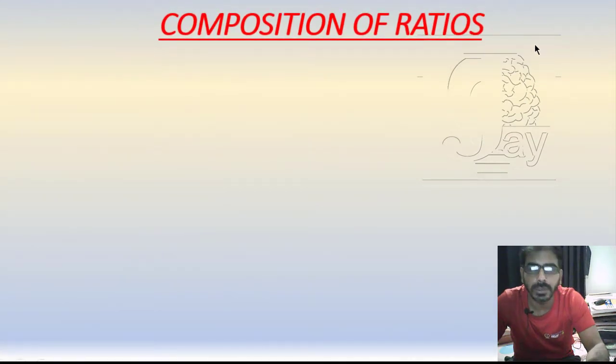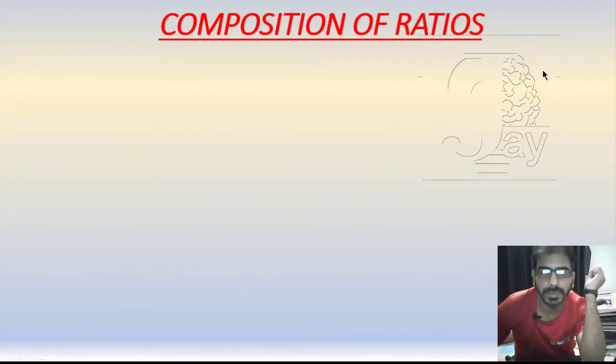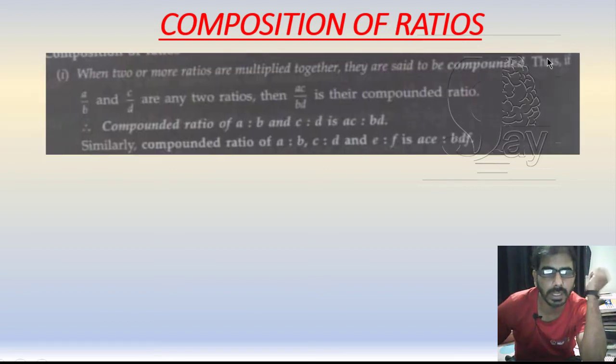Now here we are going to read about composition of ratios. There are a few different types we need to understand. When two or more ratios are multiplied together, then they are said to be compounded. When you multiply those two ratios, what you get is a compounded ratio.